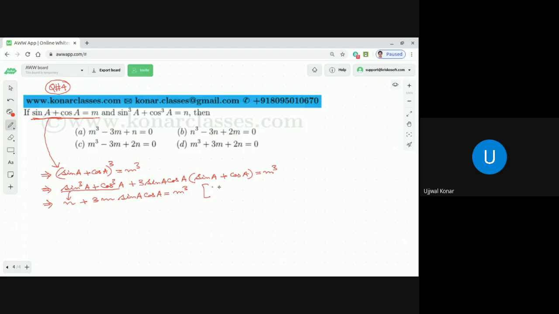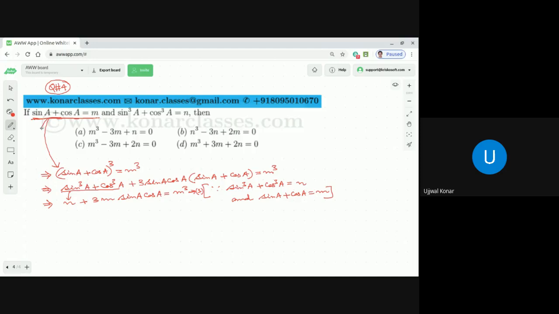I hope you got it, dear students, since sin cube A plus cos cube A is equal to n, and sin A plus cos A is equal to m. So this is what we get. Okay. Now suppose we give this as equation 1, for example.